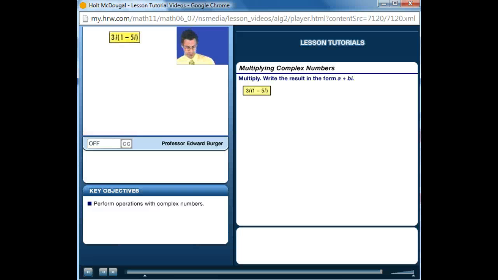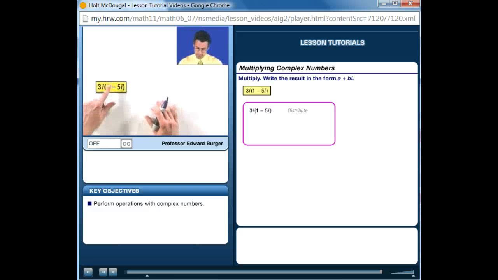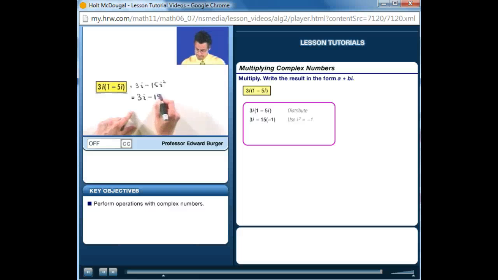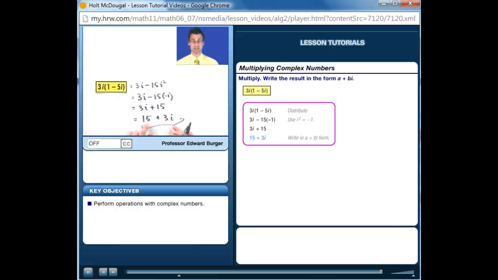All I'm going to do is just distribute. So I'm going to distribute that 3i. And what I see here is 3i times 1, and then I have 3i times 5i, that's 15i squared. But remember that i squared is the same thing as negative 1. So now I've got a negative here and a negative here, so that's just 3i plus 15. And we traditionally write the real part first, so I'm going to write 15 plus 3i. So the product of these two complex numbers is the complex number 15 plus 3i.